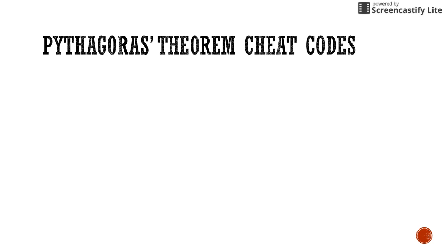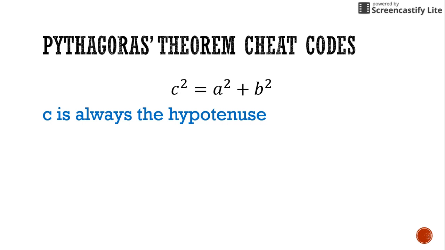But the thing about Pythagoras theorem is, of course, there are cheat codes for us to use. We just need to remember them because they are as easy as A, B, C. So what exactly is this? C squared equals A squared plus B squared. Wow, sounds so easy, right? But what exactly are these A, B, and C? Well, all we need to know is that C is always the hypotenuse.